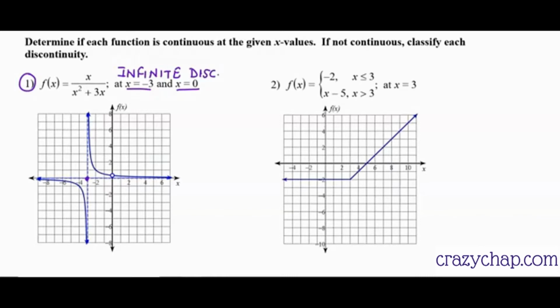Then at x equal to 0, you can see where is x value 0? It is at the origin. And you can see there is a hollow circle in the graph. So at that point where x is 0, there is a hollow circle. So that is called a removable discontinuity. Why do we give this name?